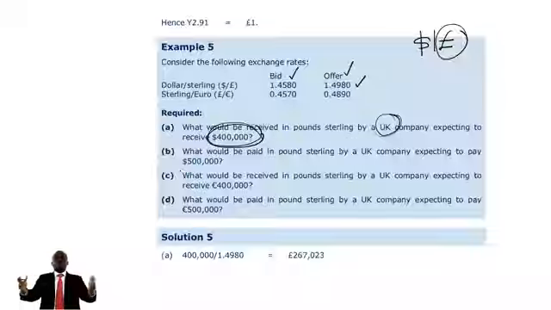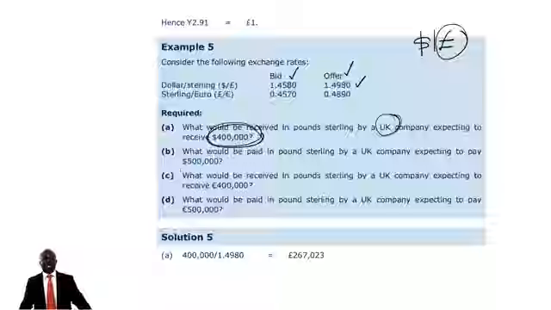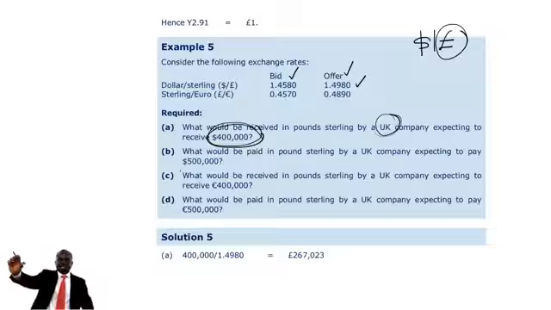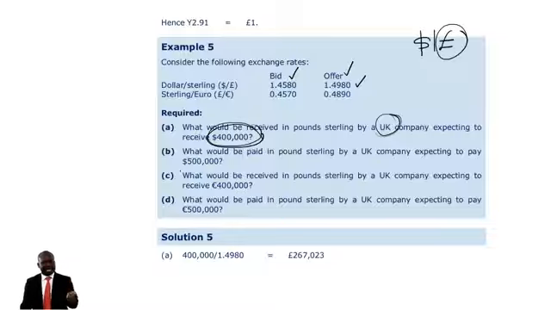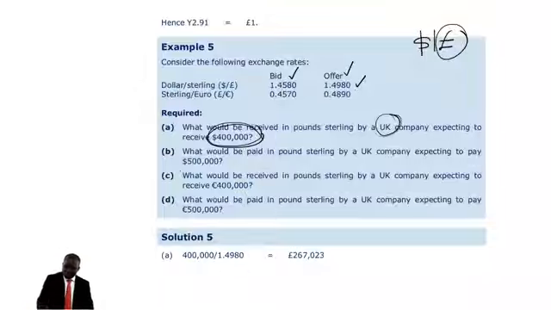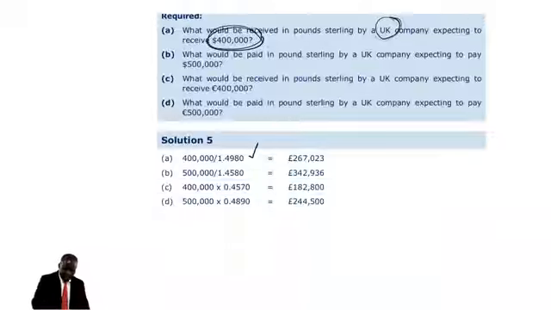And the moment you open the bank door, the bank manager says, we buy pounds at the bid, we sell pounds at the offer. So if you came with dollars, then it means we have to take the dollar from you and we sell you pounds. Because the pound is the base currency, that is what we buy or sell. So if I will sell you pounds, then I will offer you pounds. Therefore, we have to use the offer rate of 1.4980.